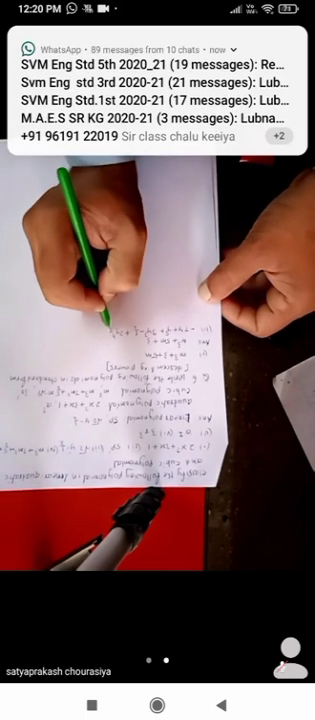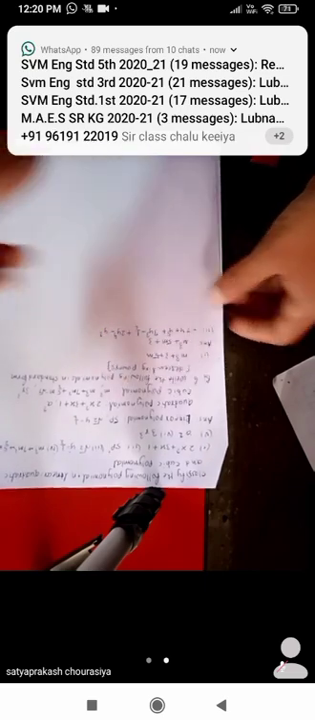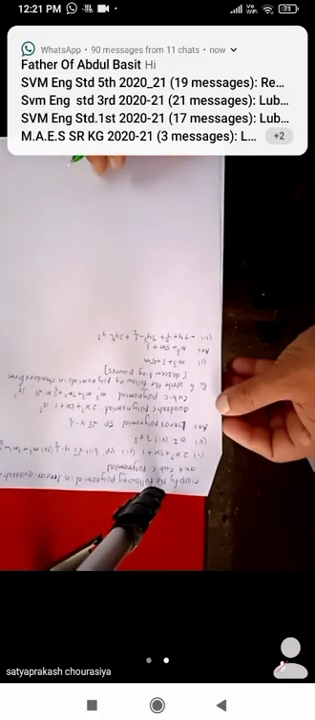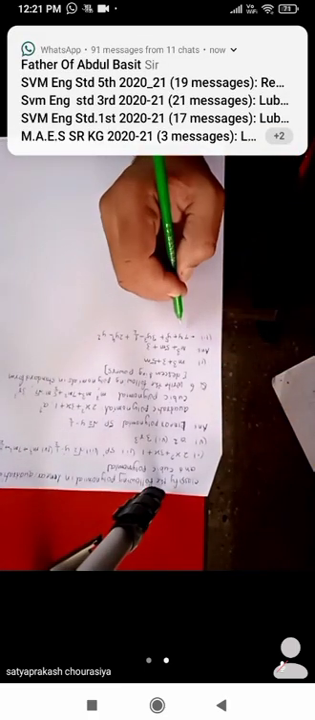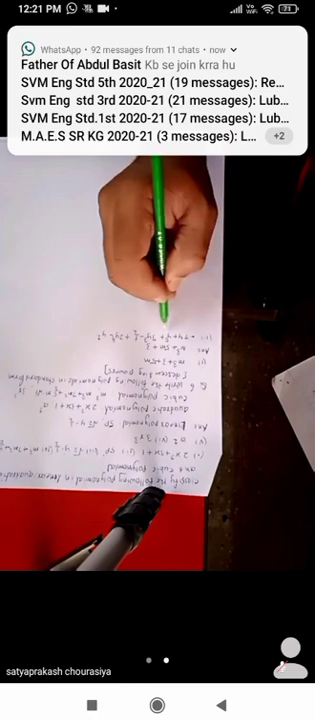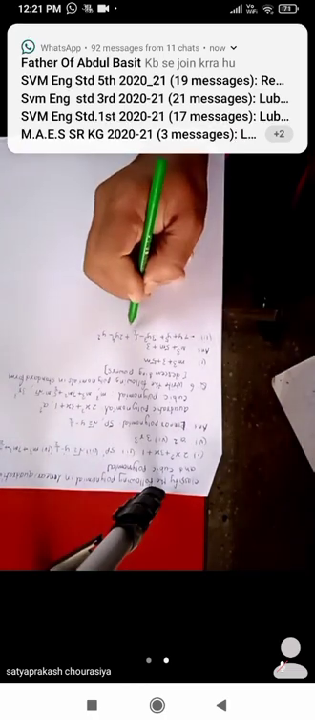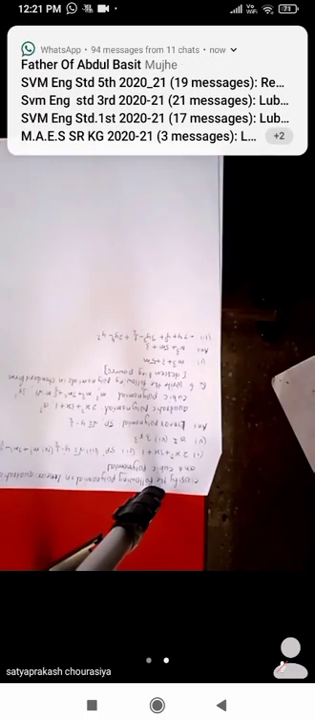Your second one, minus 7 y plus y to power 5 plus 3 y cube minus 1 upon 2 plus 2 y to power 4 minus y square. Okay. Okay, now see the question. What is the question? Minus 7y plus y to power 5 plus 3y cube minus 1 upon 2 plus 2y to power 4 minus y square. Okay. Now write down the answer.